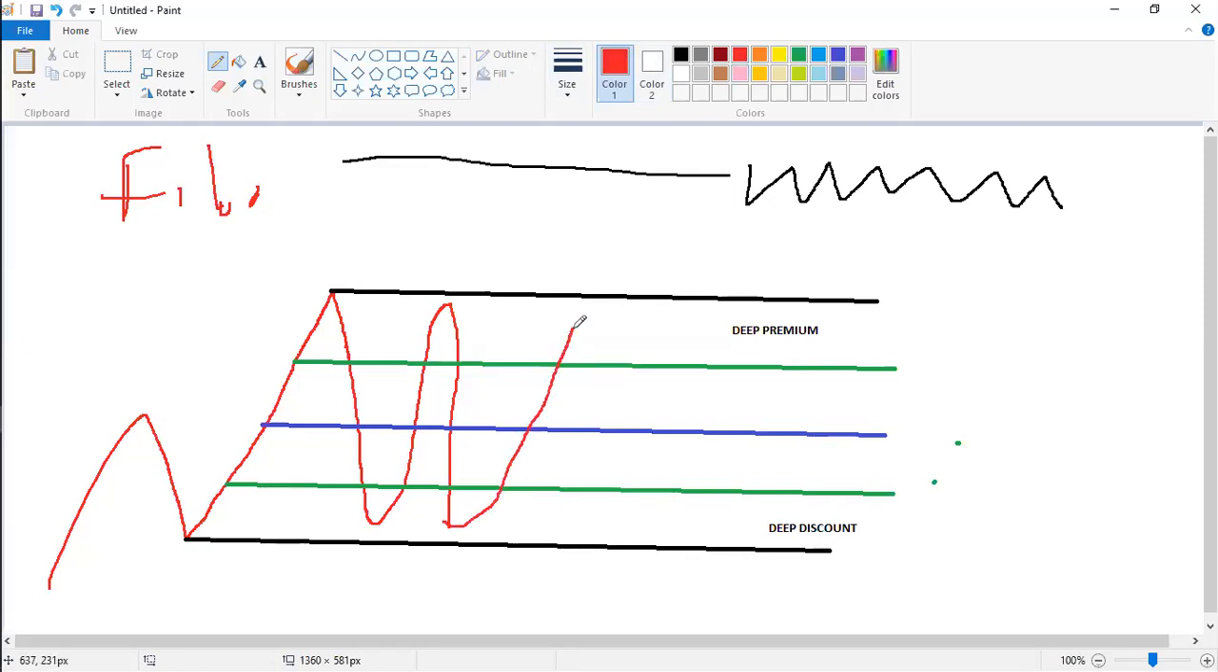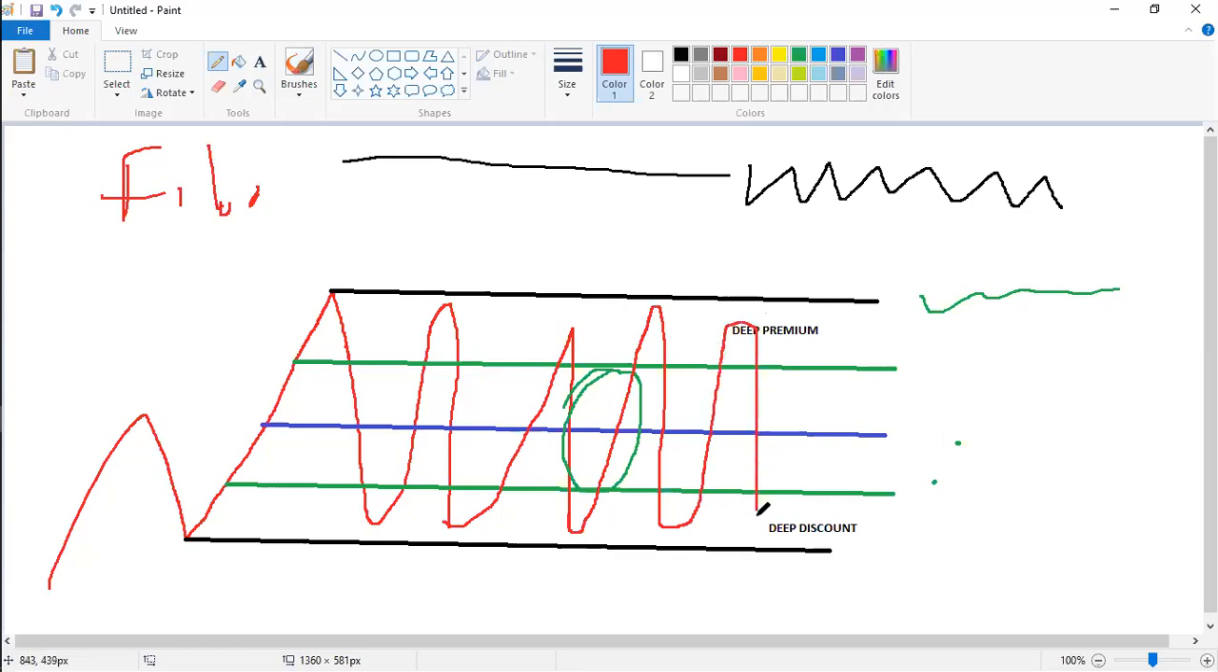in deep premium and only buy in deep discount. In between here, we don't do anything because price likes to range here. They like to do this. So only buy in deep discount, sell deep premium, buy deep discount, sell deep premium, and so on, right?